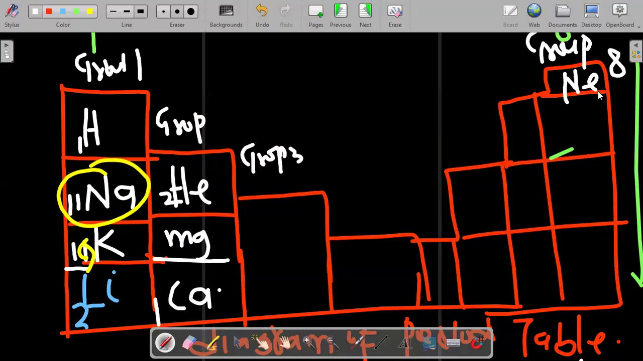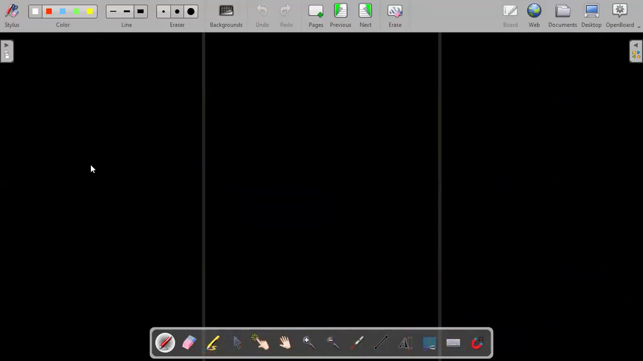Sodium has 11 electrons. It has an atomic number of 11, which equals the number of electrons for a neutral atom. Okay, let's see. So, sodium is 11.